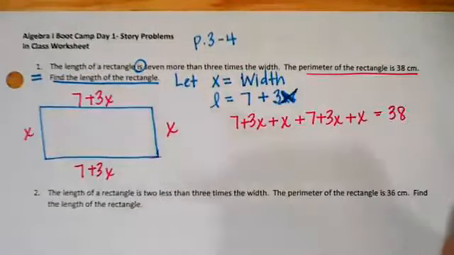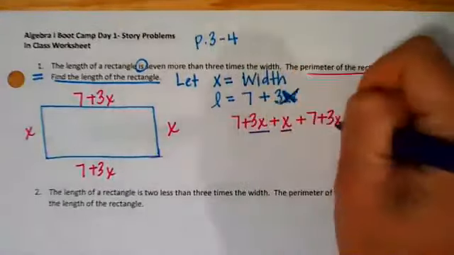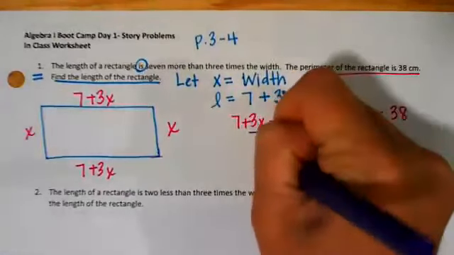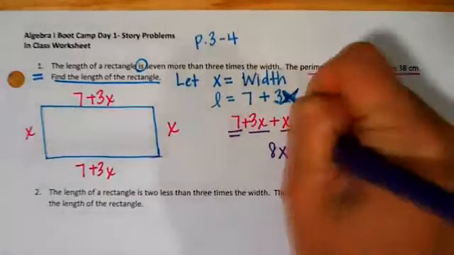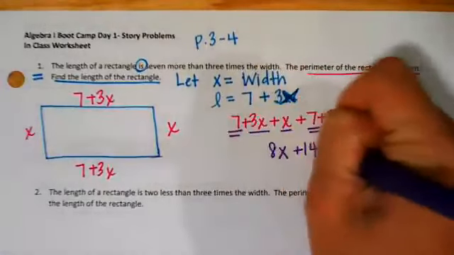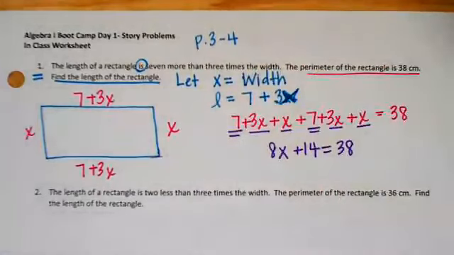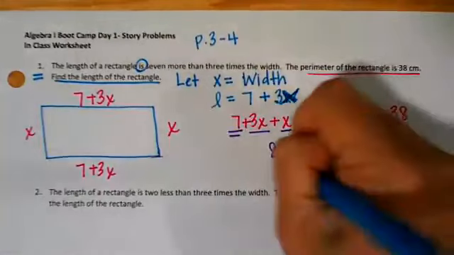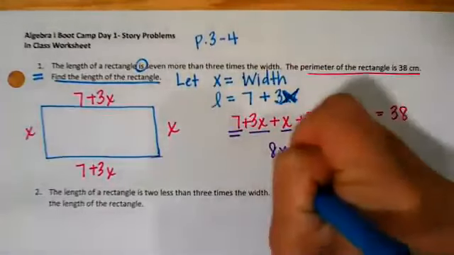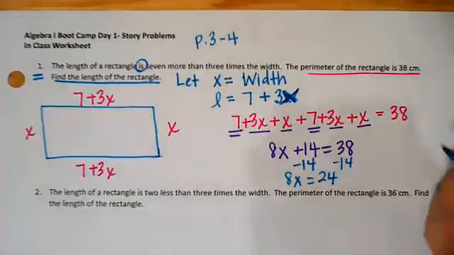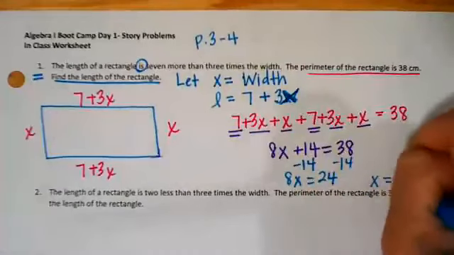From here, I'm going to combine like terms to see that I have a total of 3x, x, 3x, and x, which gives me 8x plus 14 equals 38. Now I just need to continue to solve this equation by subtracting 14 to get 8x equals 24, and then dividing by 8 gives me x equals 3.